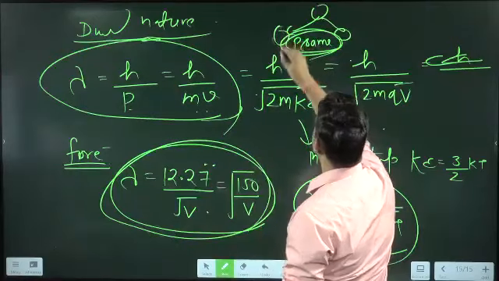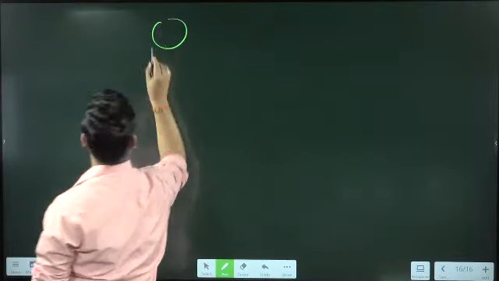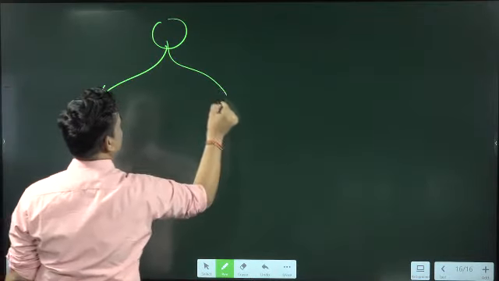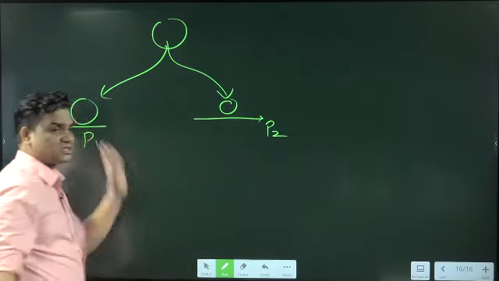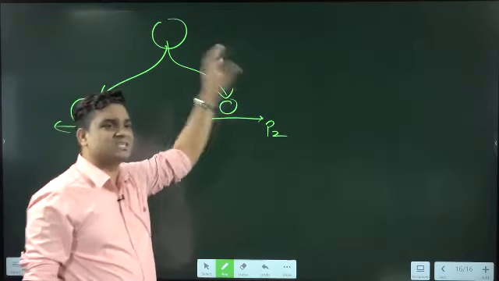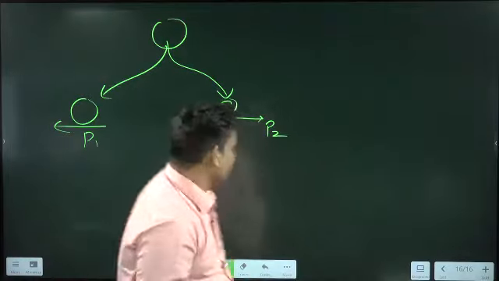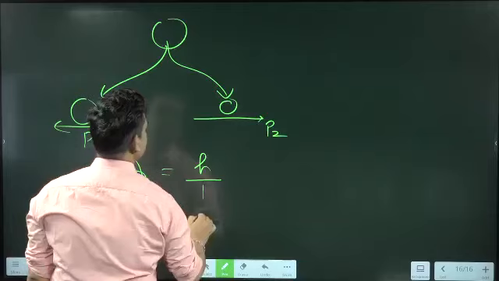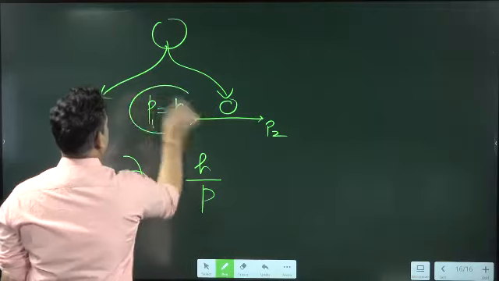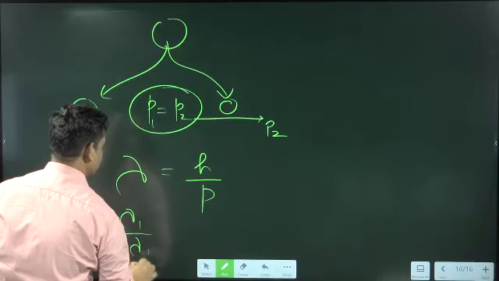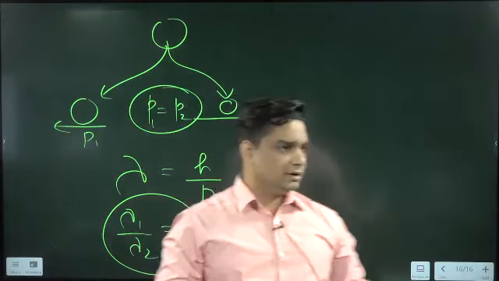If it divides into two parts, then we can write in the next one, because here generally people make the mistake. It divides into two parts, so this will be P1 and this will be P2, irrespective of mass. Any division, any ratio of mass, momentum is going to be the same. So we can write lambda equal to h by P, and since P1 equals P2, lambda 1 by lambda 2 is going to be 1 by 1 all the time in this question.